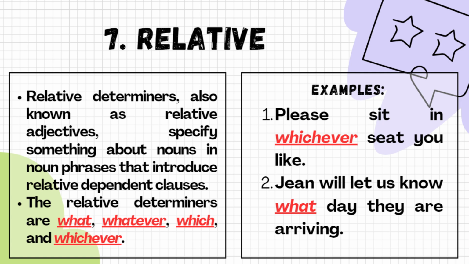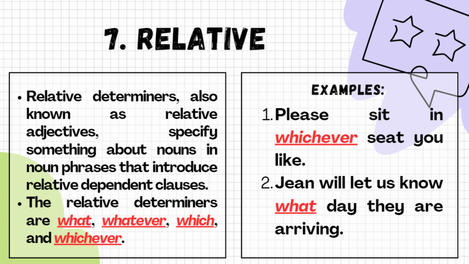Lastly, relative determiners, also known as relative adjectives, specify something about nouns in noun phrases that introduce relative dependent clauses. The relative determiners are what, whatever, which, and whichever. Think of them as connectors that introduce extra information about a noun, often adding details or explanations. They help create more complex sentences by linking a main clause to a dependent clause that provides further information. The examples show how these words are used.